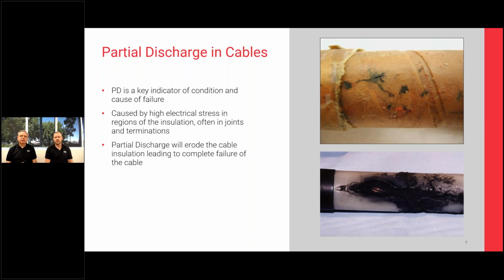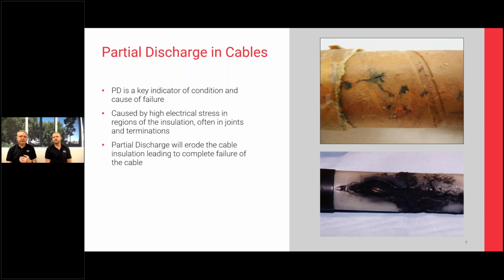The top picture is treeing that we can see on a paper cable, and the bottom picture is on an XLPE cable. Now XLPE is very intolerant to partial discharge. So typically when we're monitoring or assessing XLPE circuits, we're really looking at the joints and the terminations. If we get discharge happening in the bulk of the XLPE, it tends to accelerate to failure very, very quickly.